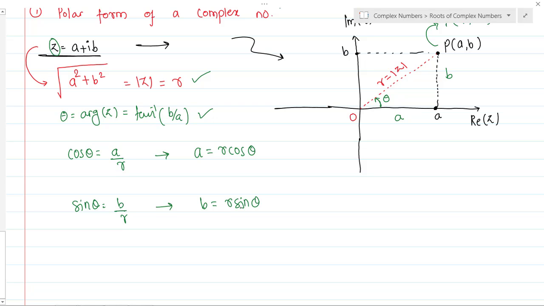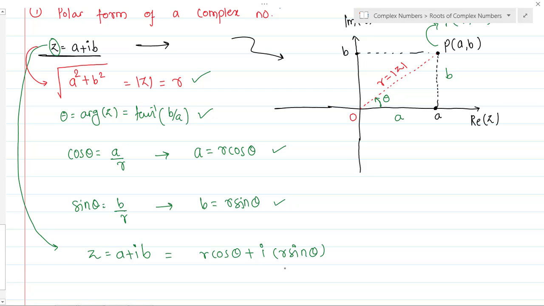Okay, what was your original complex number? It's nothing but z is equal to a plus ib. So if I replace a and b with these values, what will I get? A is nothing but r cos theta plus i into what is b? It is nothing but r sin theta. Is it okay?